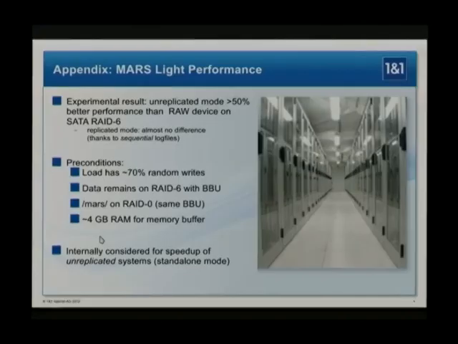Last slide, really last slide, if I get the time. Performance. Well, do you believe that? It's faster than a raw device. Anyone has objections? It can be faster. There are some preconditions. The load has to be very random, and there have to be very many writes on it, and you need separate spindles for the /mars directory. Okay, the trick is that the log file has to reside on dedicated spindles.